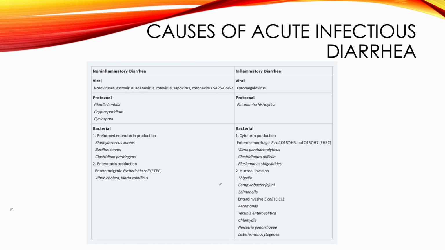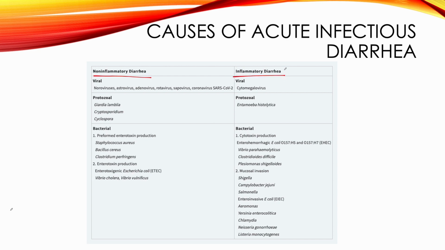So first we're going to talk about acute diarrhea, not necessarily just infectious, but this is a nice little chart to help remind us of the acute infectious diarrheas. So you can see that after we divide it into acute and chronic, the next thing we divide into is non-inflammatory versus inflammatory.